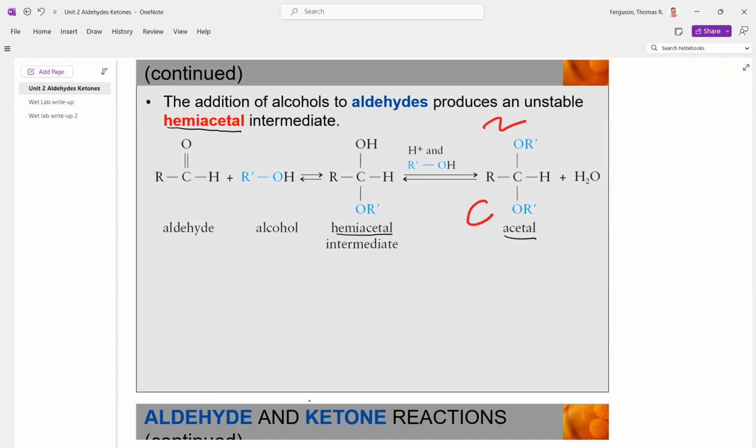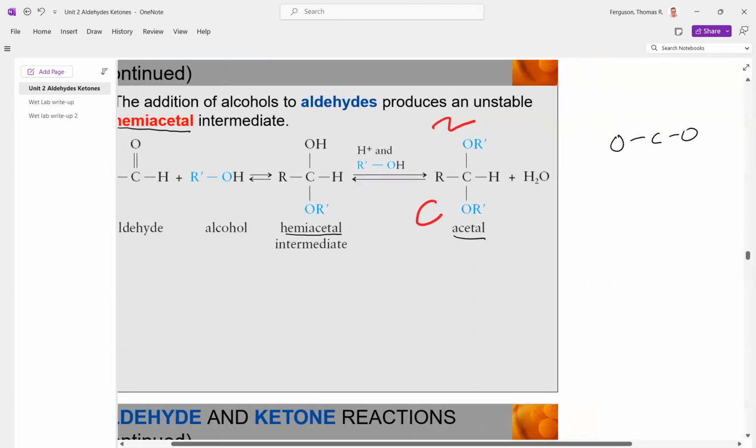Now, the way I teach everyone how to identify whether it's a hemiacetal, acetal, hemiketal, or ketal is: does an OCO exist? Okay, step number one. If it is yes, then it is one of these four: hemiketal, ketal, acetal, or hemiacetal.